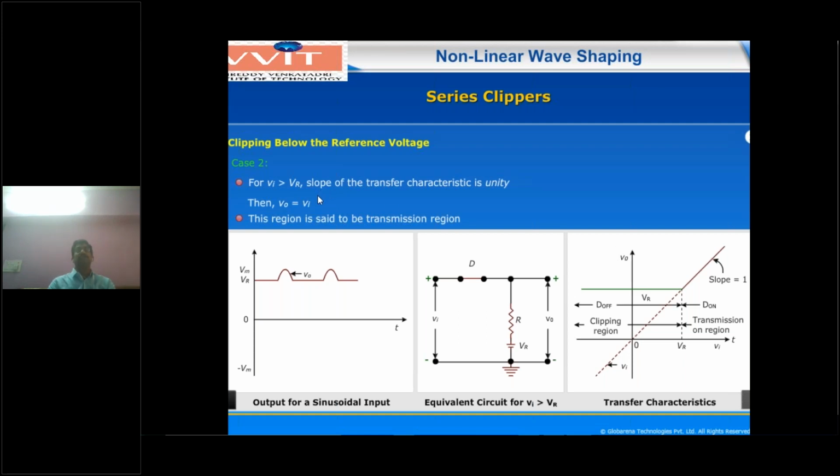These are the two conditions. The corresponding output waveform is shown here, and similarly this is the transfer characteristic curve, so you have to indicate this one also. The green line is nothing but the input voltage less than reference voltage condition. In that condition the diode will be off, which means output voltage V0 equals VR. Whenever input voltage is greater than reference voltage, the input is transferred to the output, the diode is a short circuit, and the slope equals 1.